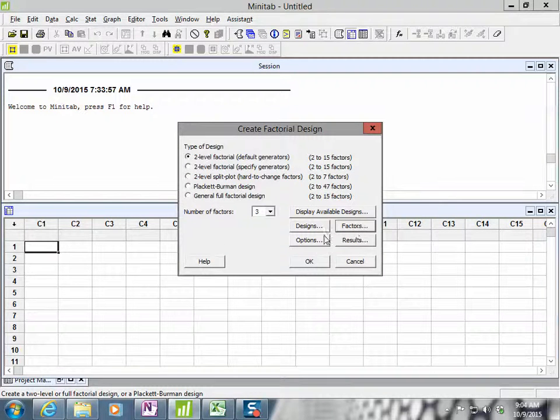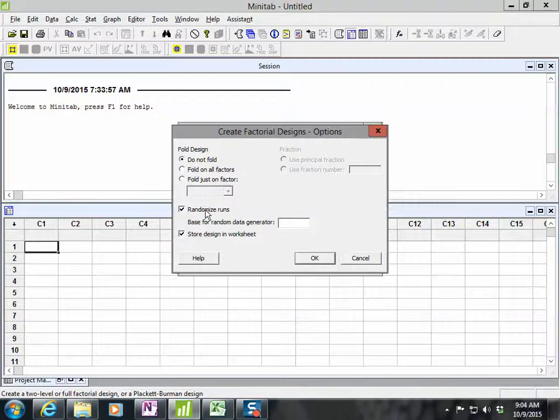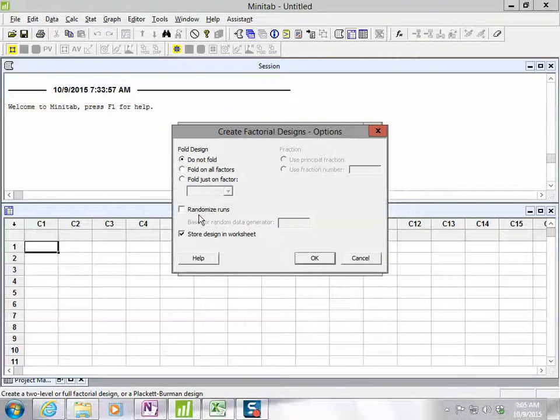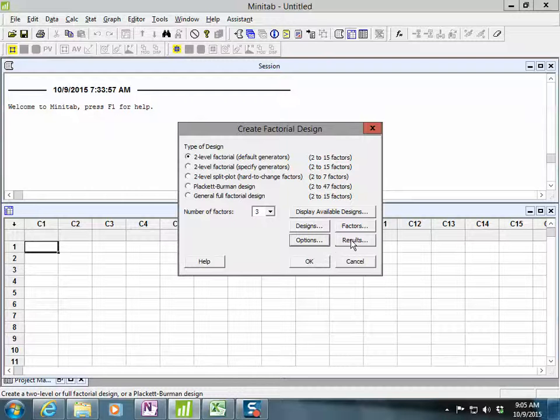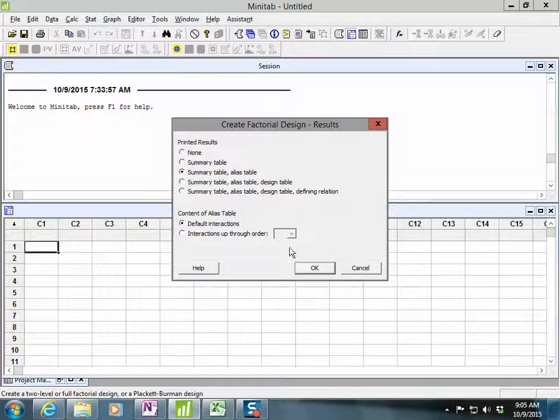So that's good. Options. Now here, when you're doing a design like this, we are going to randomize the run order when you actually do the experiment. You're going to do that. But we want to uncheck this so it makes it easier to get our data from Excel into here. Because if we click randomize runs, then it's going to come up all random, and we've got to figure out where to paste our data. If we uncheck it like we did, it'll put it in standard order. It'll be easier to do. So that's a key piece in what we're doing here. And results: defaults are fine for where we're at now.